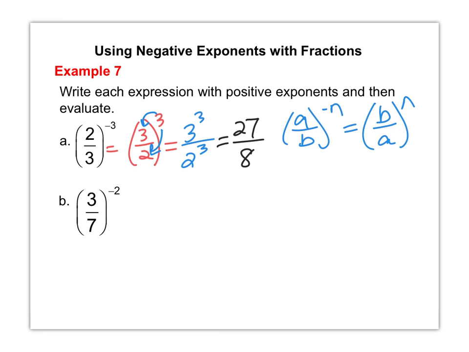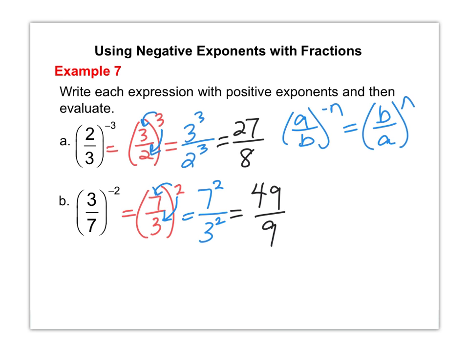For part B, we have this fraction raised to the negative 2 exponent. We can write the reciprocal of the fraction and raise it to the positive 2 exponent. Now we share that exponent with the numerator and the denominator to get 7 to the second power over 3 to the second power. When we simplify that, we get 49 over 9.